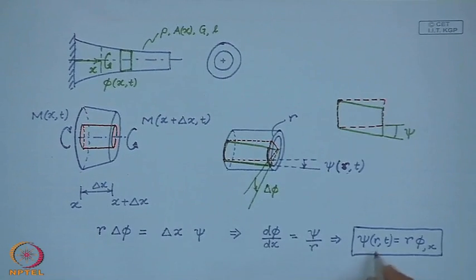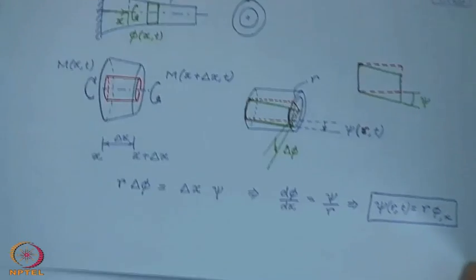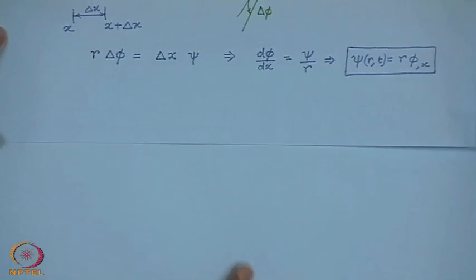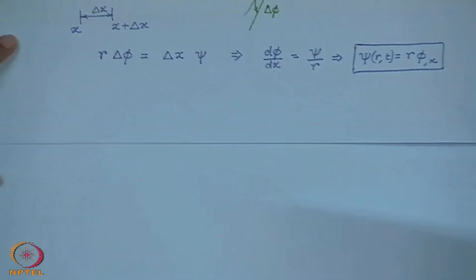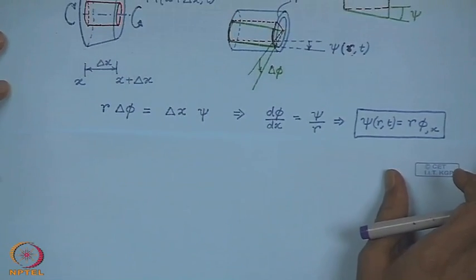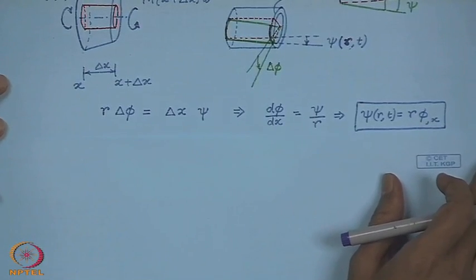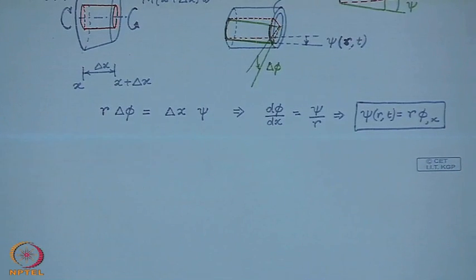Of course, this is also a function of x, because phi is a function of x. Now, we are going to use this kinematic relation further.